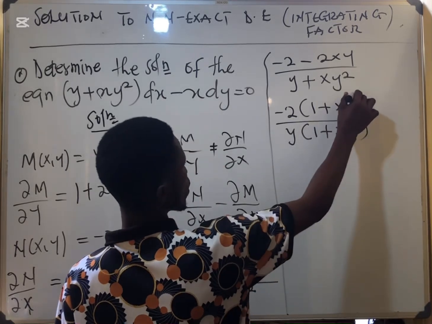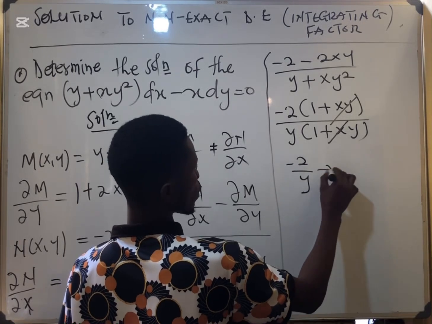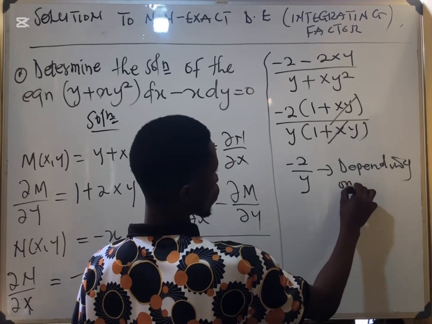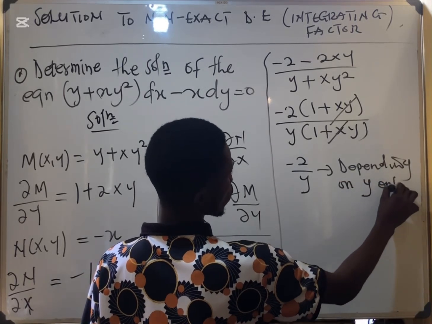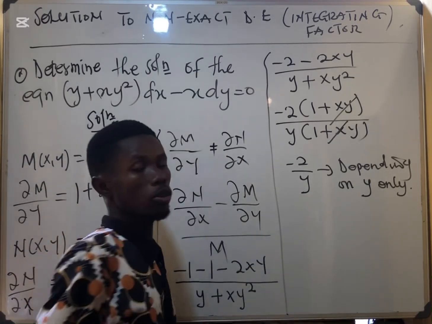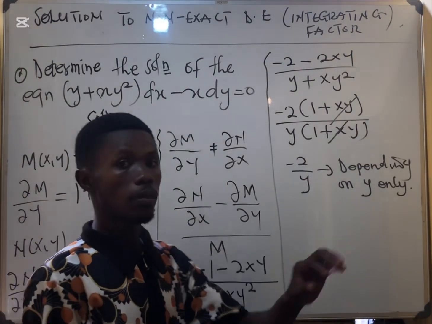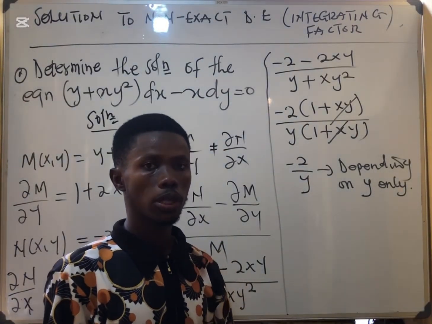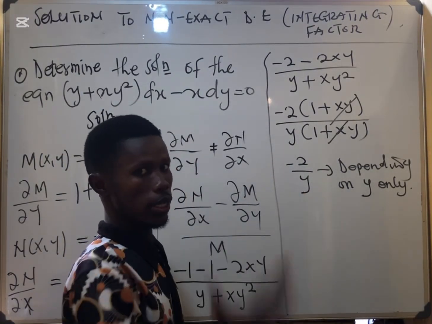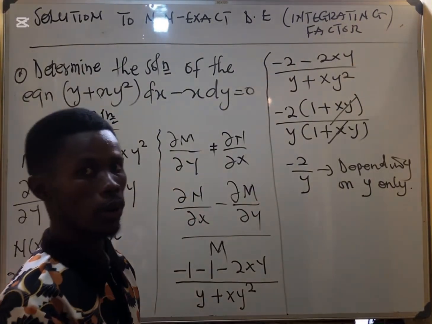Okay, so this will go with this. Then I have negative 2 over y. And you see that this one is depending on y only. Because if you look at this one, the only variable there is y, there's no x. That's what we mean by depending on y only. Once you have gotten this, it's okay. But you can also use the other one to test. Once we have y only, we don't need to test that one. Assuming that when we did this and we're having y and x together, that's where we have to use the other way around to test.